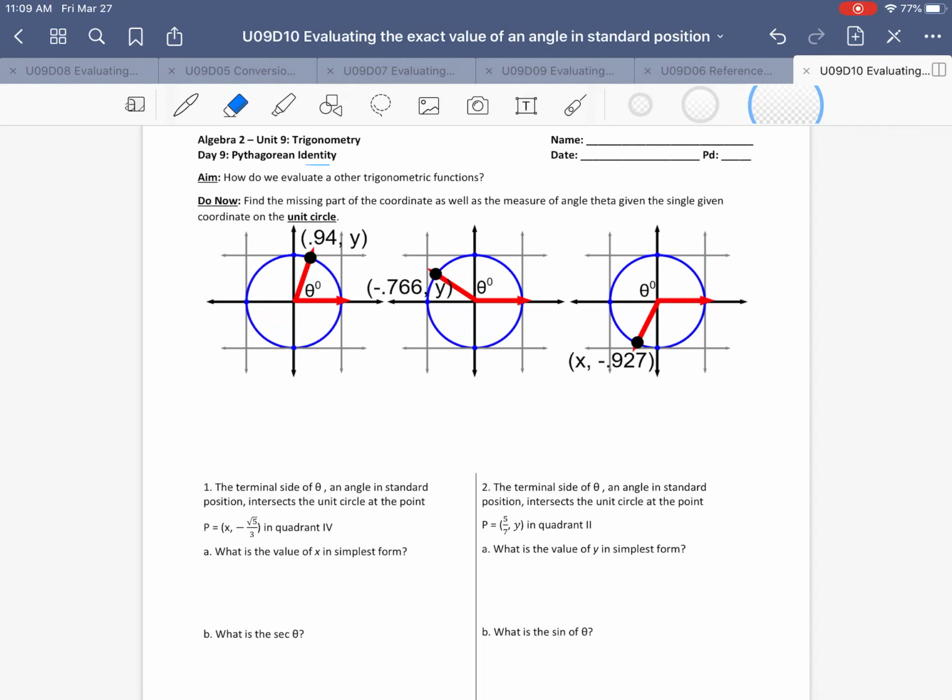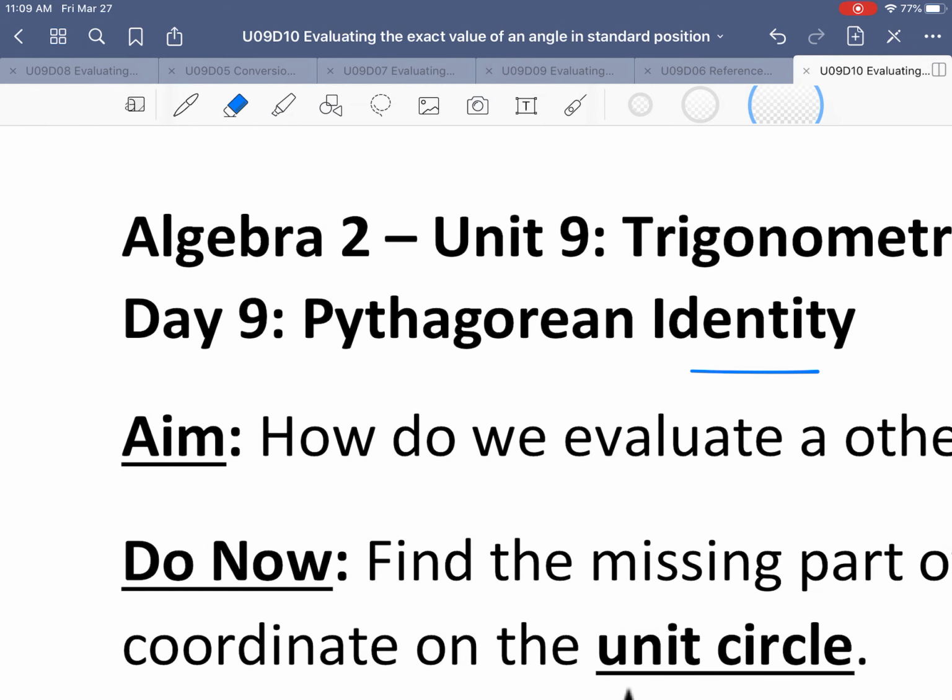Hello students and welcome to Unit 9, Day 10, and just like before, Mr. Gottlieb has failed to change the day number on the assignment to the correct day. So instead of Day 9, this should say Day 10. Correcting this in your notes is an indicator that you've watched the video.